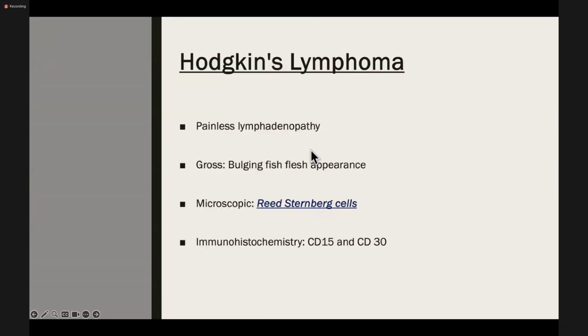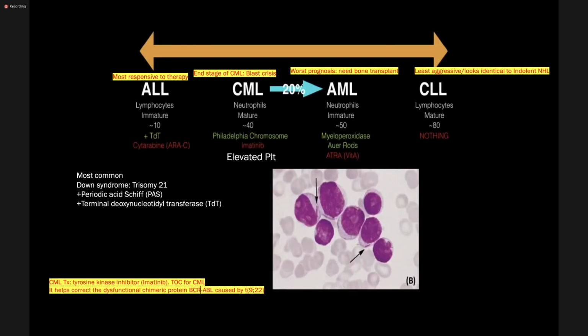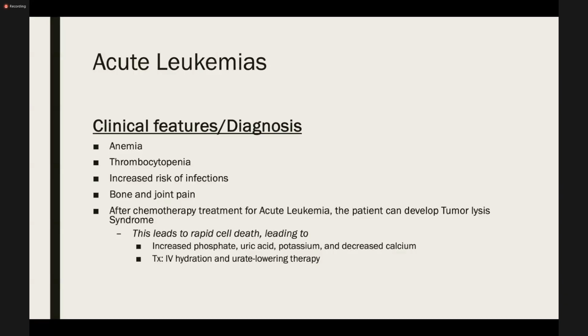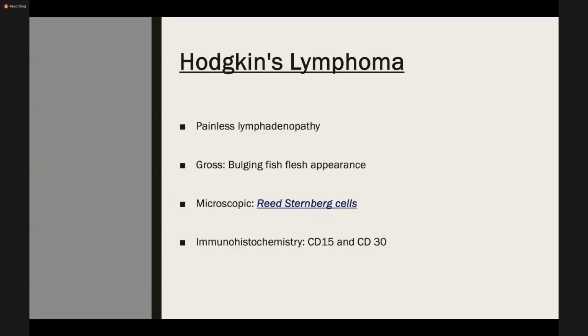Wait, so what was the other thing it was affiliated with? The Philadelphia chromosome? BCR-ABL. That's it. I'm not going to confuse you. I don't think this was discussed, so let me just stick with that. So that's your Philadelphia chromosome, BCR-ABL. Okay, we're good. All right, so that's it.